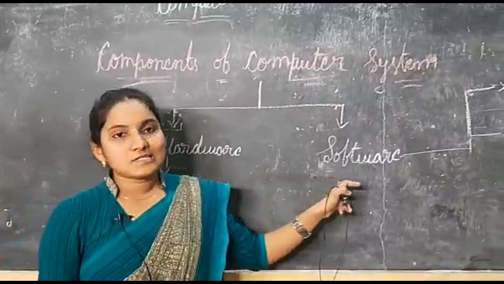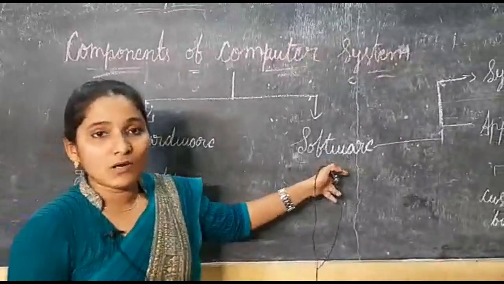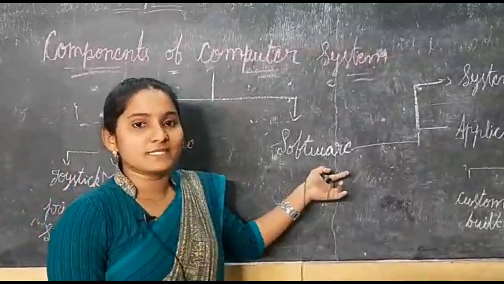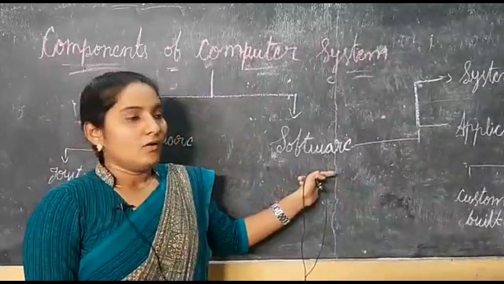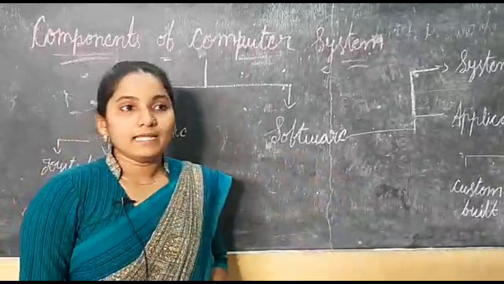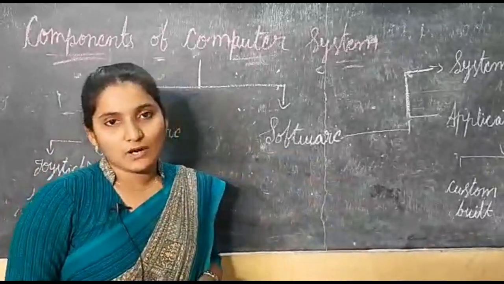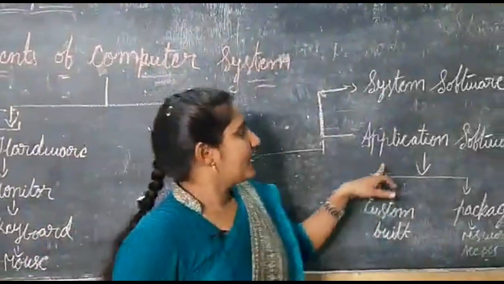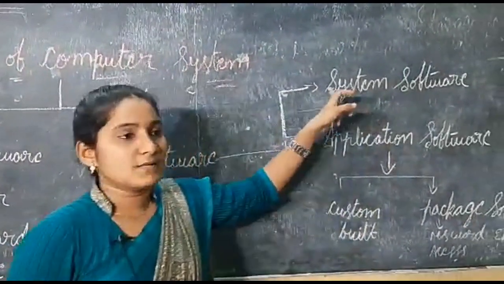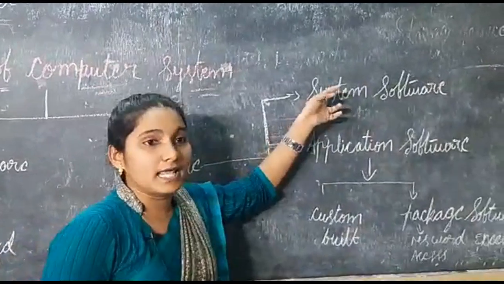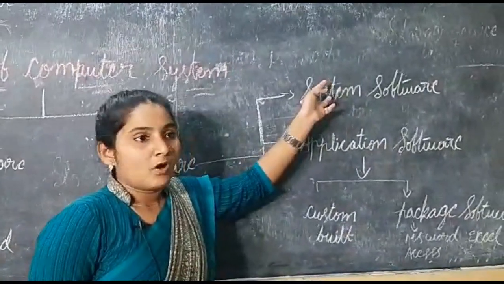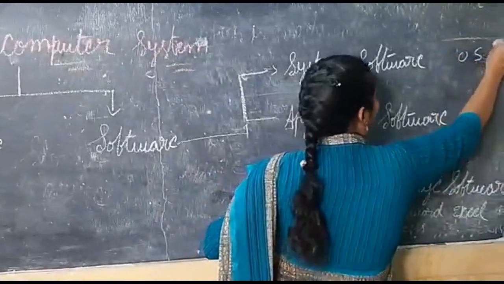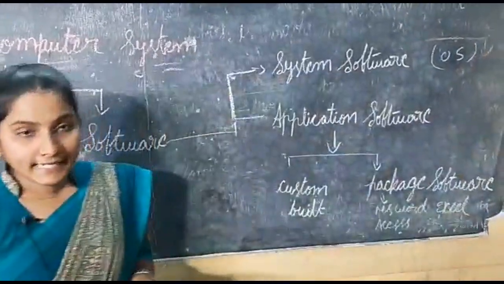And the next one is software. See, what is software? A set of instructions or a set of programs is called software. In software, mainly we have to say two types of software. One is system software and one more is application software. In system software, mostly we have to say operating system. OS means operating system.